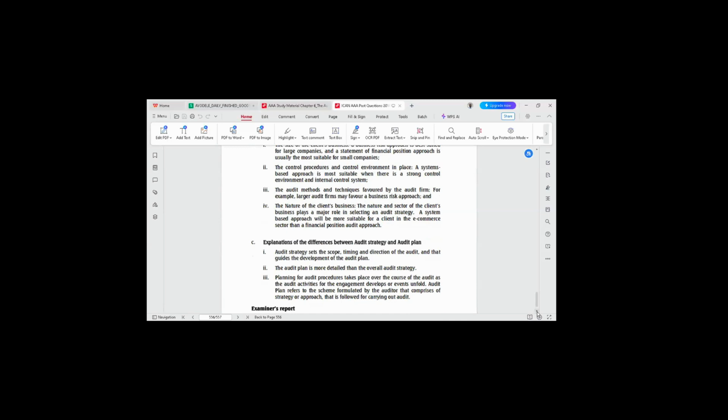Then planning for audit procedures takes place over the course of the audit as the audit activities for the engagement develop or events unfold. Audit plan refers to the scheme formulated by the auditor that comprises the strategies or approach that is followed for carrying out audits. You can see what I said.